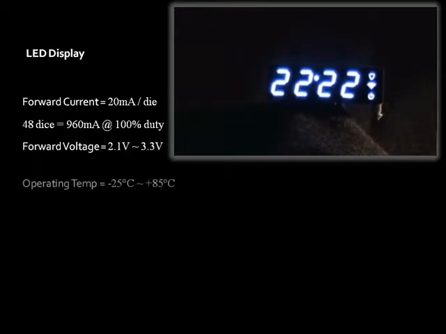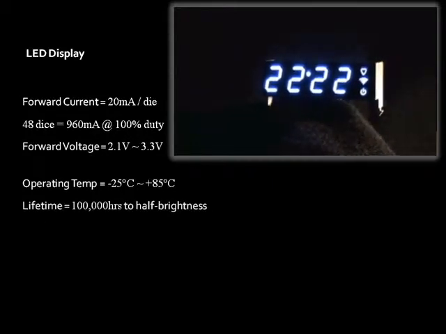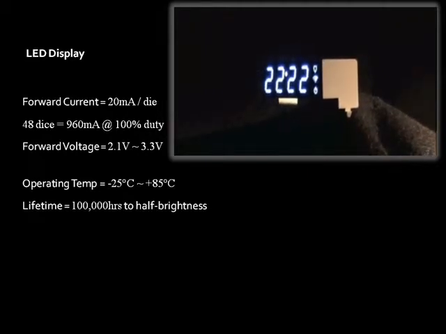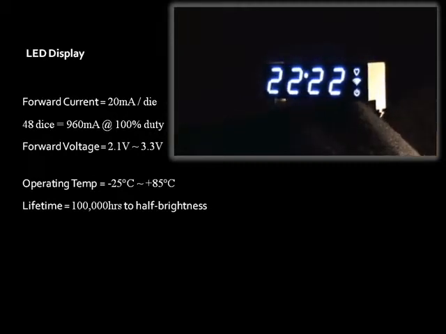Operating temperature for LED displays is negative 25 degrees C to plus 85 degrees C. The typical lifetime of LED displays is 100,000 hours to half brightness for each segment. At half brightness, the display may still be usable, but the dim performance may be easily noticed next to a new display.